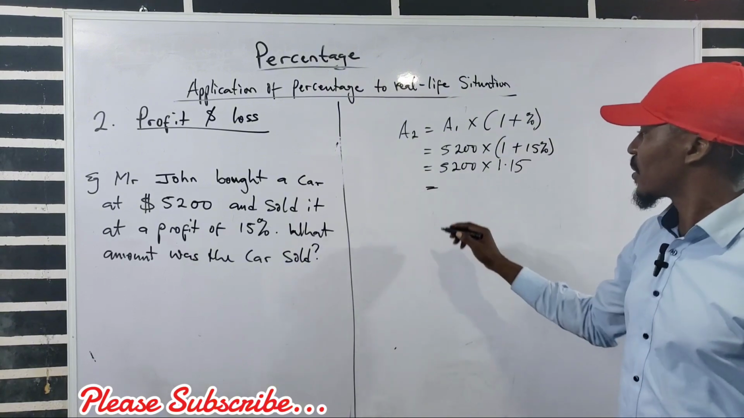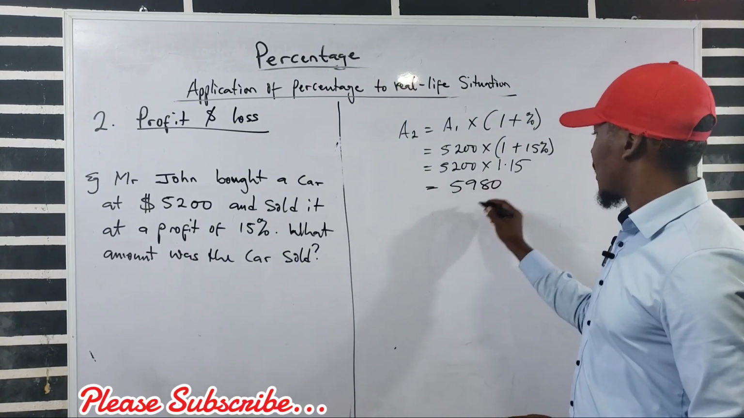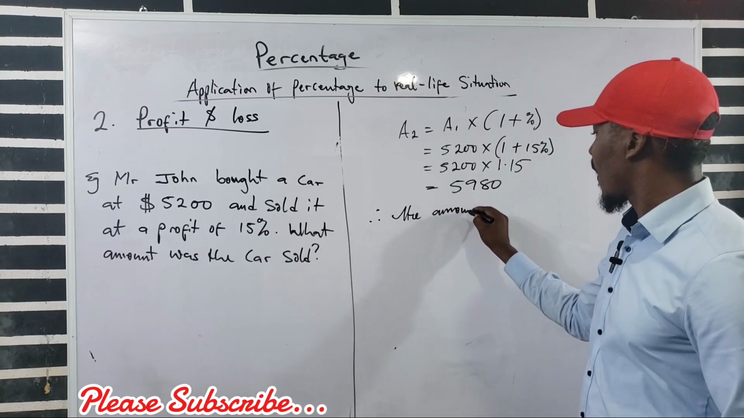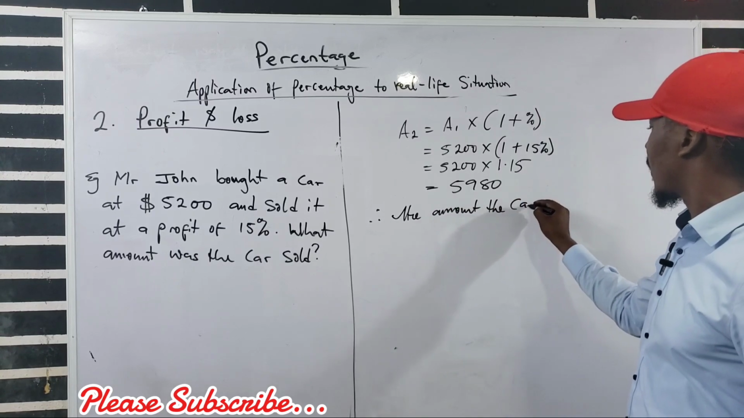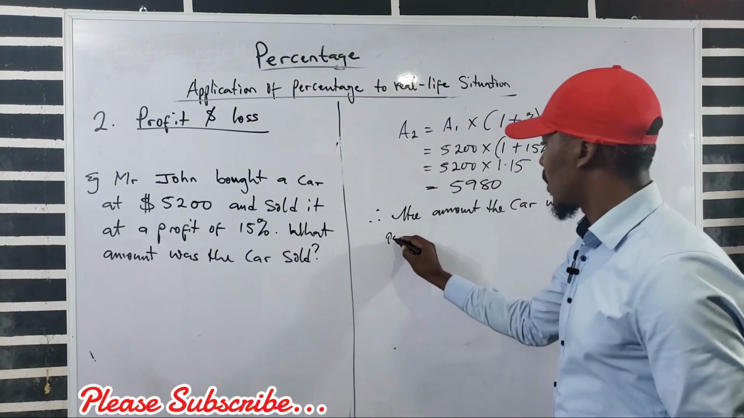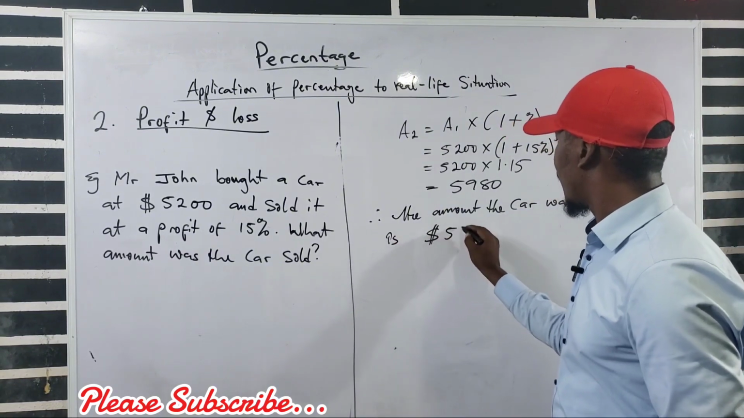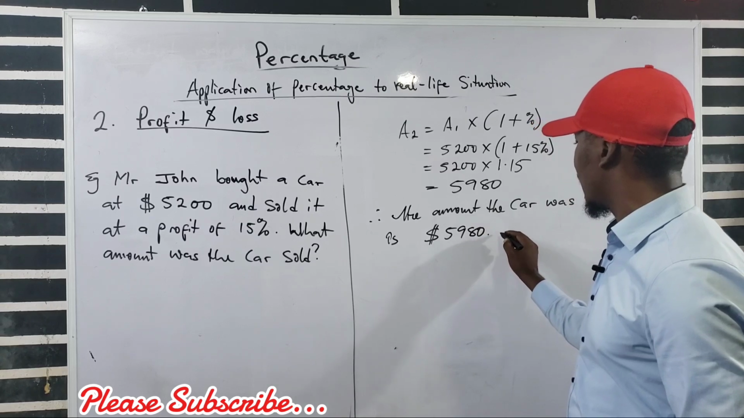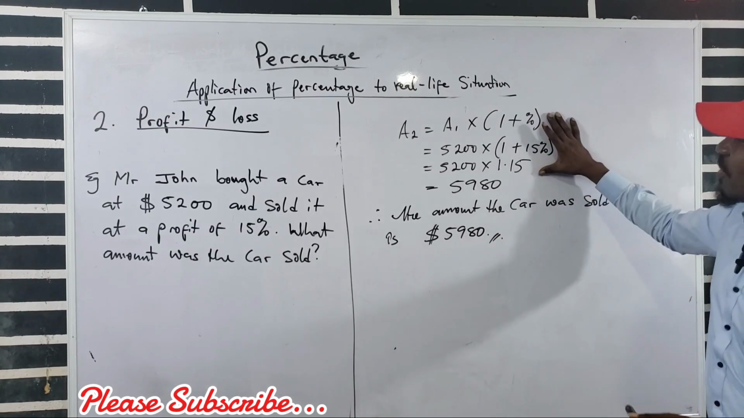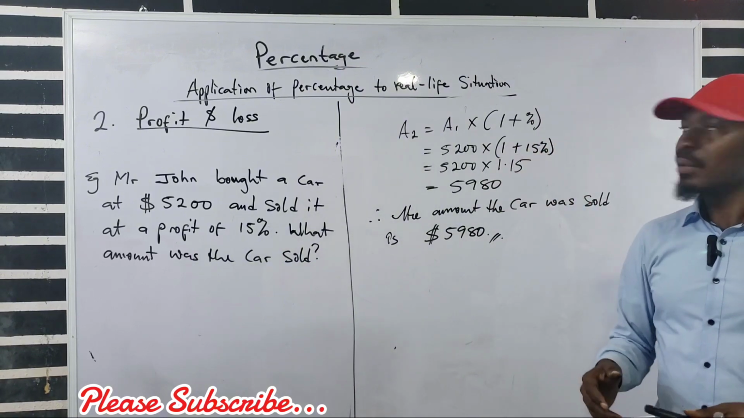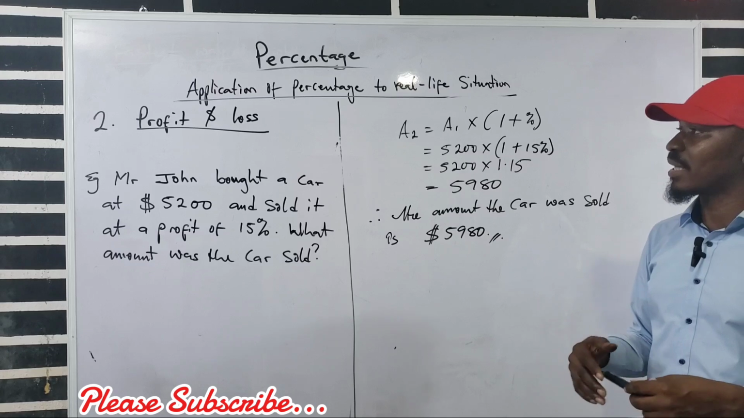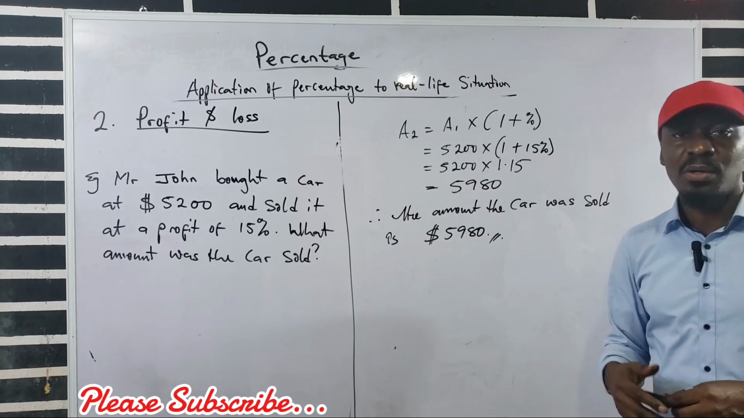So that will give us 5,980. Therefore, the amount the car was sold is $5,980. Okay, so that's how to solve that. You can see I keep using this. It's one of the easiest and shortest methods of solving any problem that involves percentage increase or decrease.